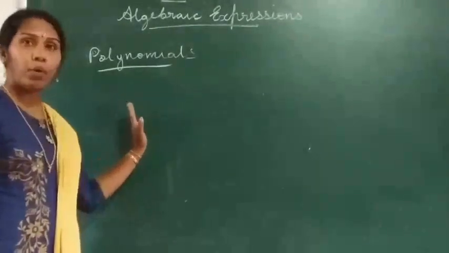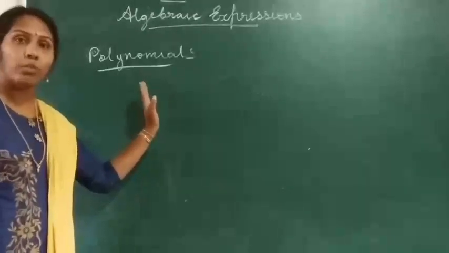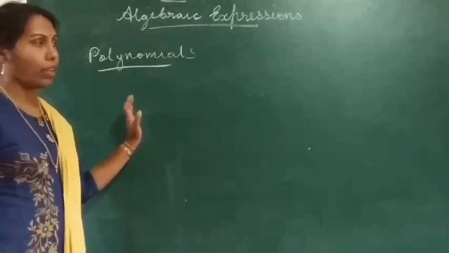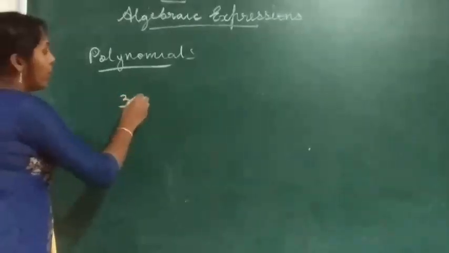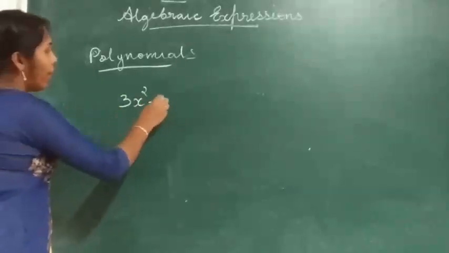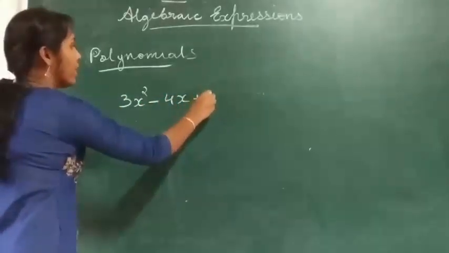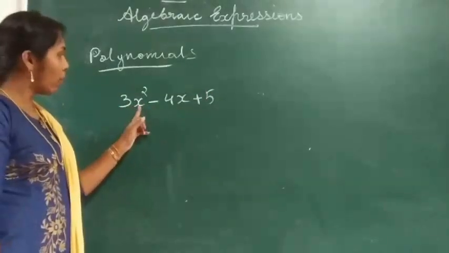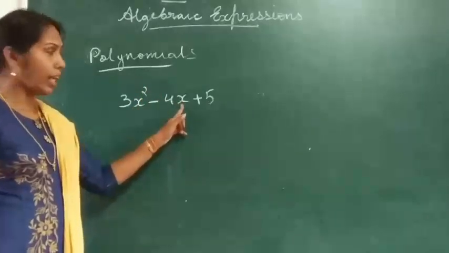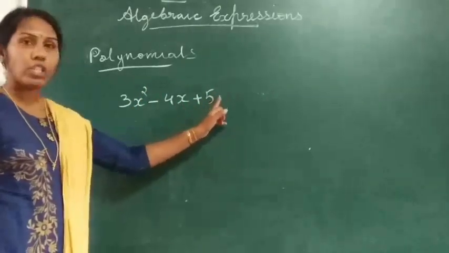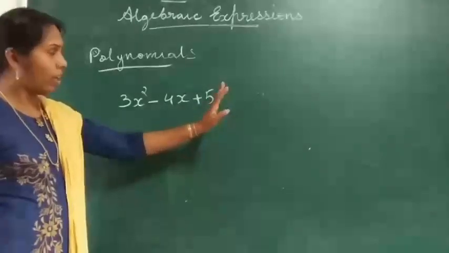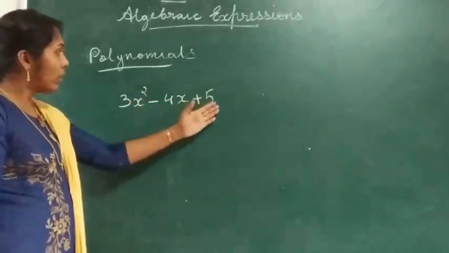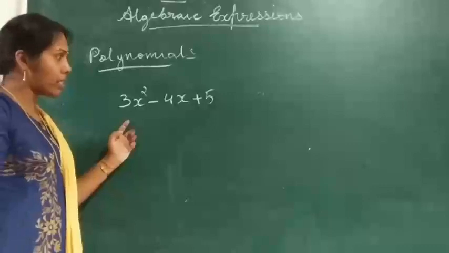Now let us see what are polynomials. An algebraic expression is said to be a polynomial if the powers of its variables are whole numbers. Let us see an example. 3x square minus 4x plus 5. Here we can see the powers of x. X is the variable. Here the power of x is 2. Here the power of x is 1. And here the power of x will be 5 into x to the power 0. We know that x to the power 0 is 1. Therefore 5 into 1. So here the power of x will be 0. So in this all the powers are whole numbers. Therefore it is a polynomial.